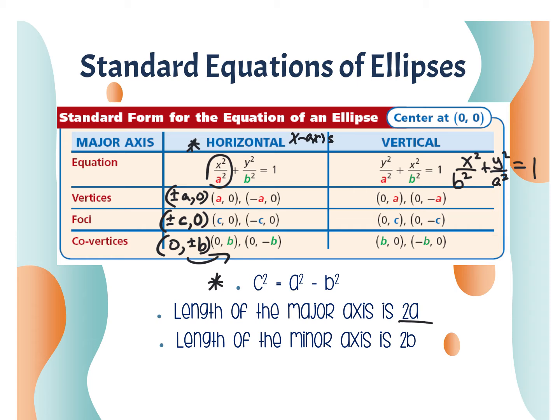And then these are the rules for when it's vertical. Notice that the order of where you place a and 0 are flipped, and then c and 0 as well. So let's try some examples.